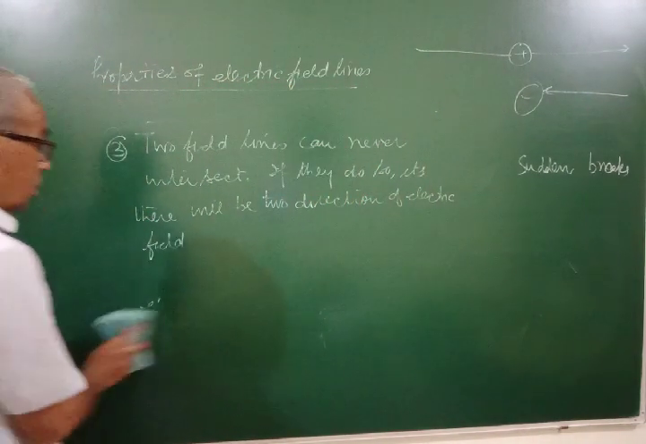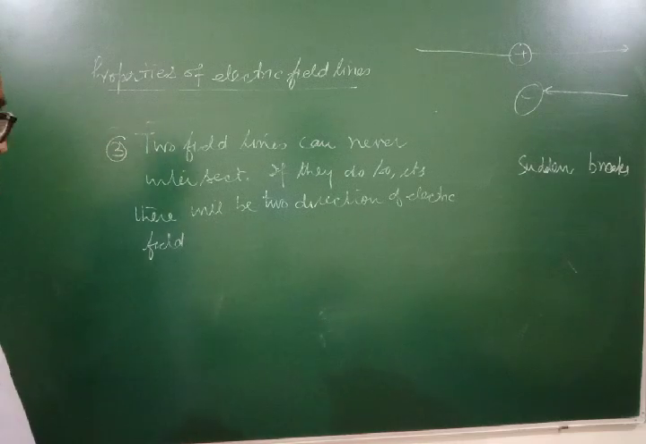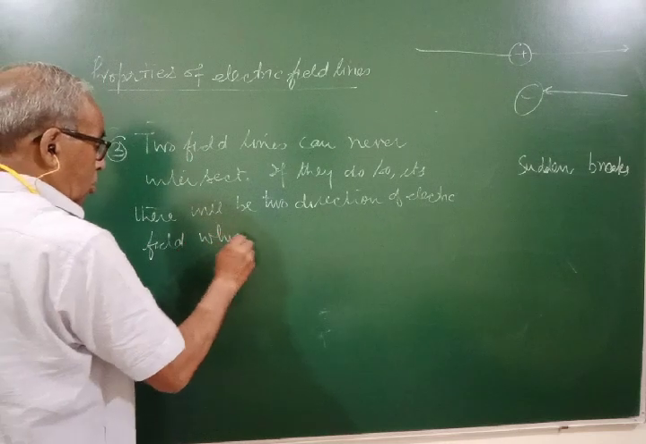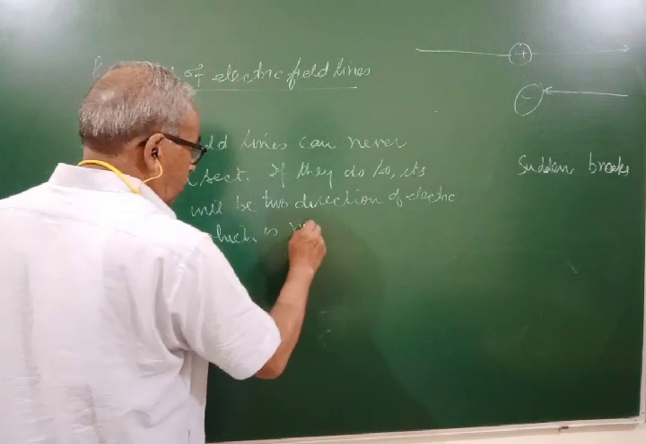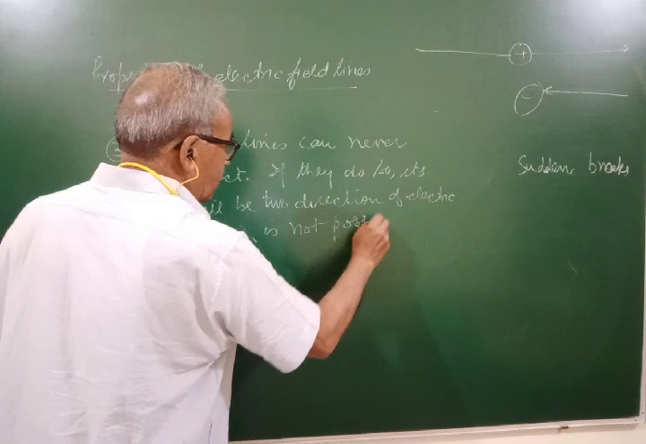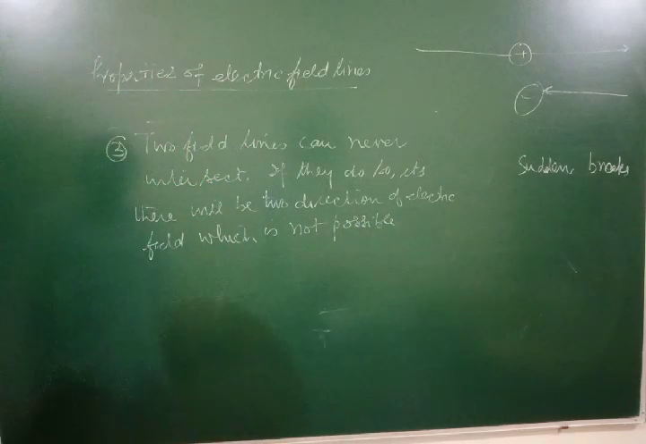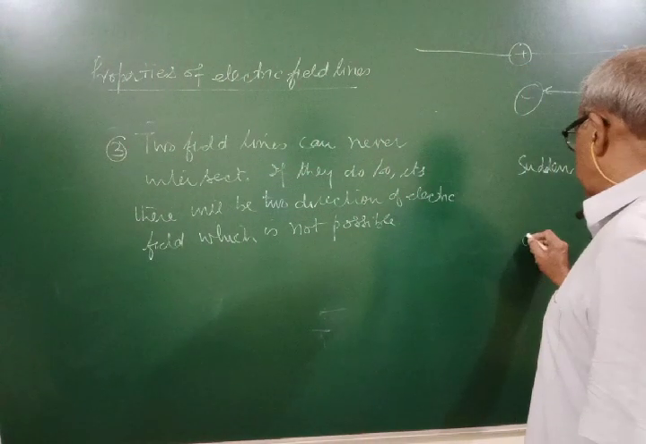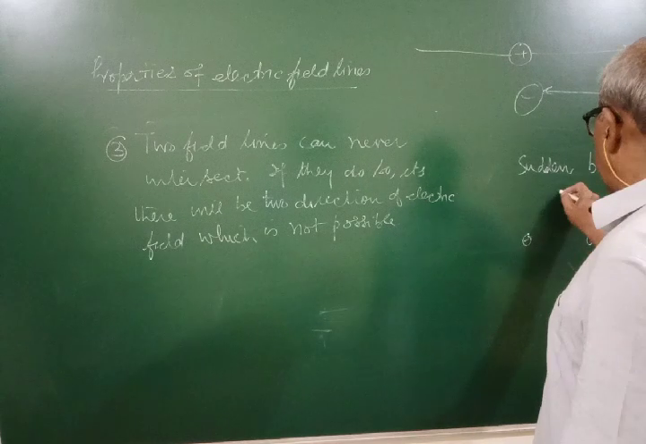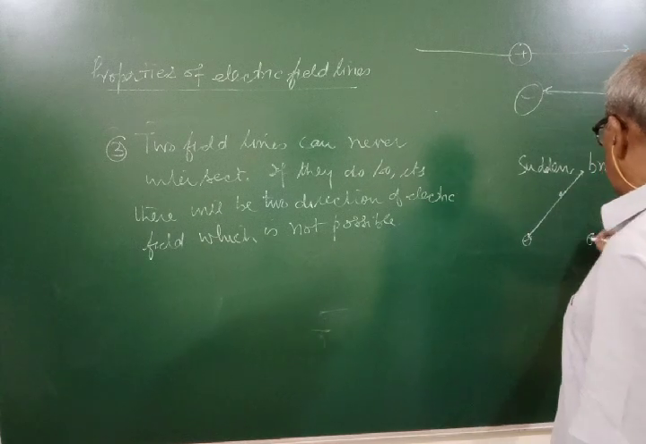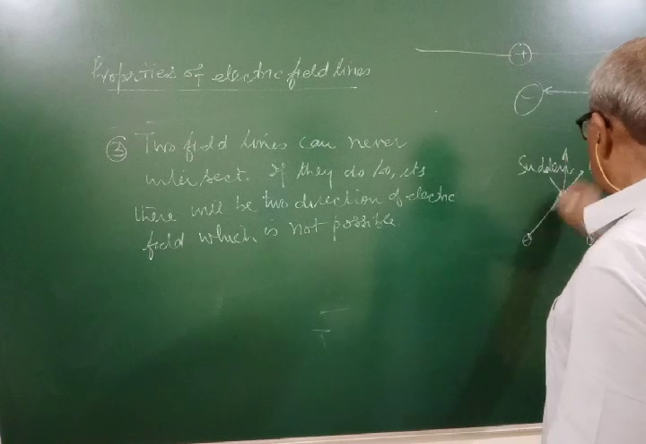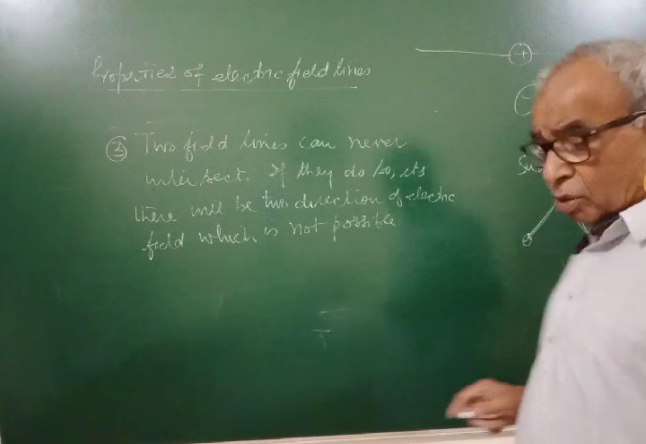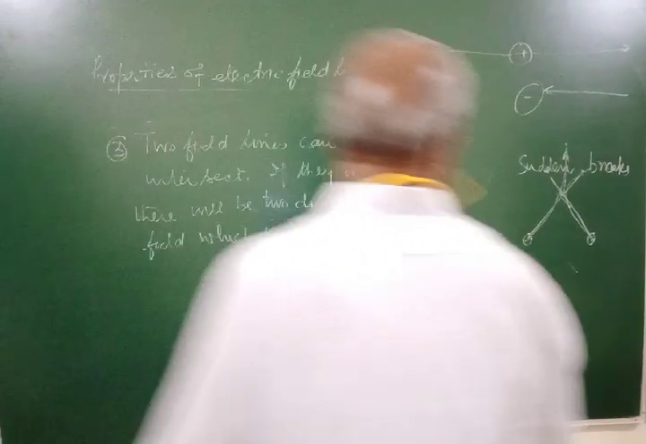I mean, if they do, there are two directions of electric field, which is not possible, which is absurd, or two fields are not there. Because, if this is a positive charge, at this point the force is this way and this way, so the resultant is one, and the field line will be like this. So field lines can never intersect.